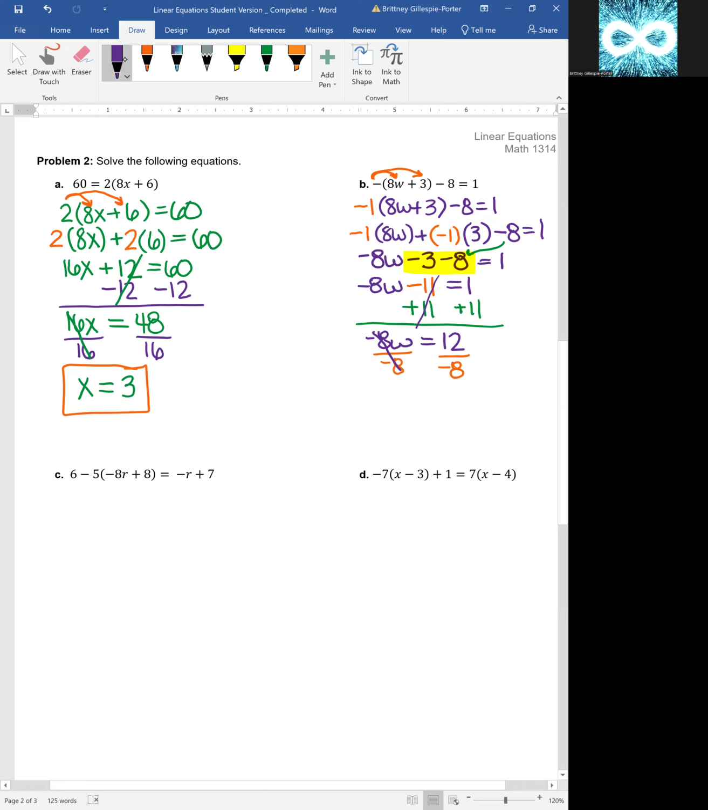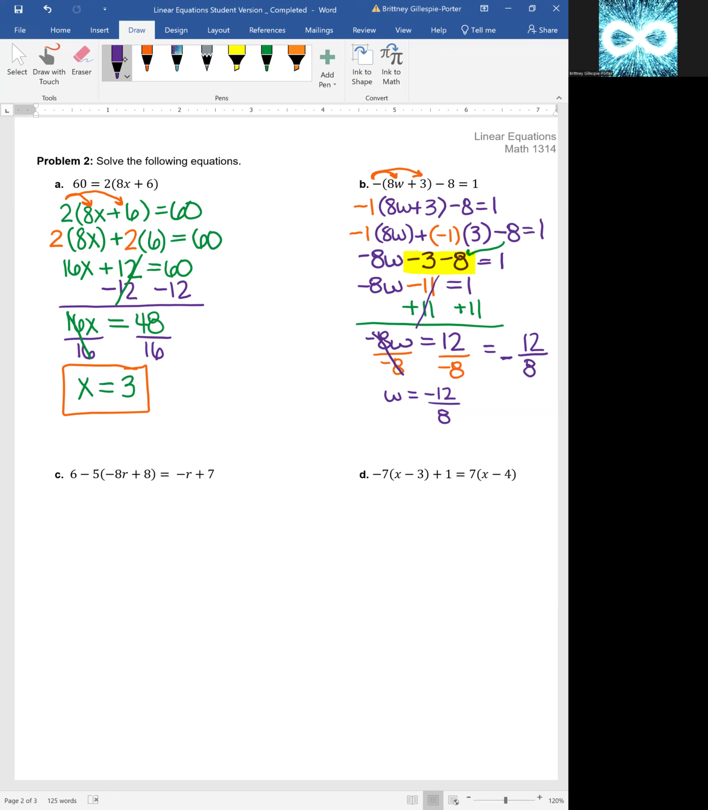-8 divided by -8 gets us 1. And we have W is equal to -12 over 8. Now, when you have a negative in the bottom of a fraction, we don't like that. It's considered mathematically ugly. So you can bring it out front, which would be like -12 all over 8 with the negative out in front of the fraction line.